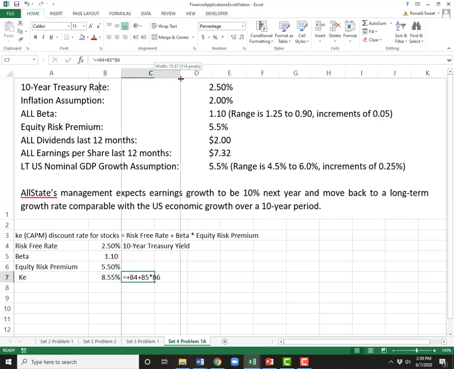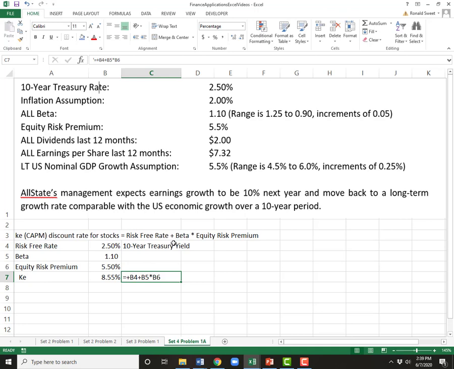So very straightforward formula. Maybe the most popular, famous formula in all of finance is the capital asset pricing formula. So there's our discount rate, 8.55%.